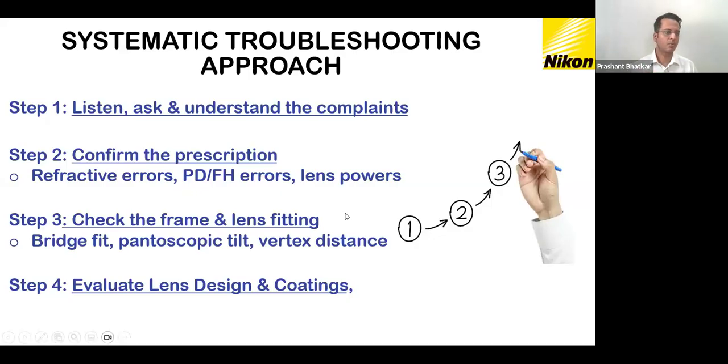So this is the basic approach that you should have when you are solving problems for patients with complaints. You may alter it, or you may have your own. The idea is to have some approach or systematic way of solving your patient's problems.